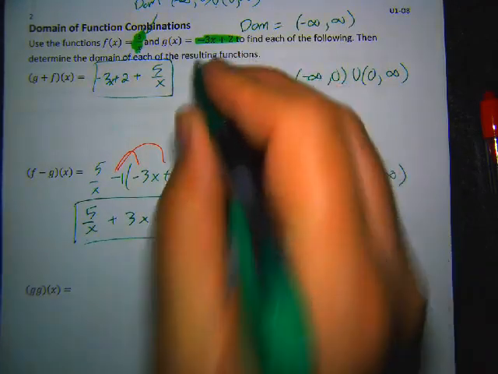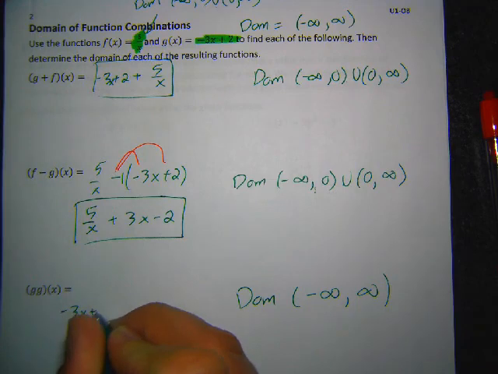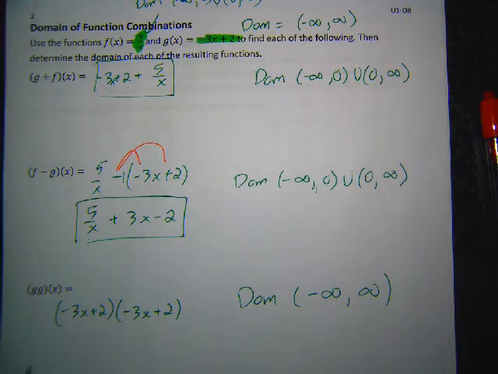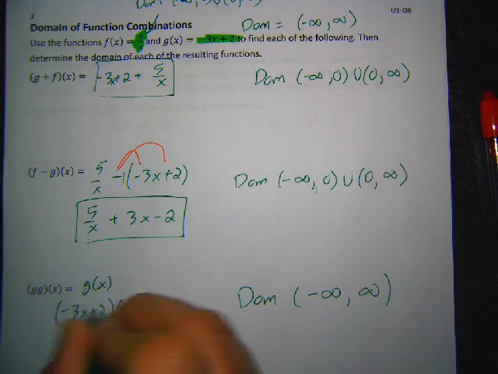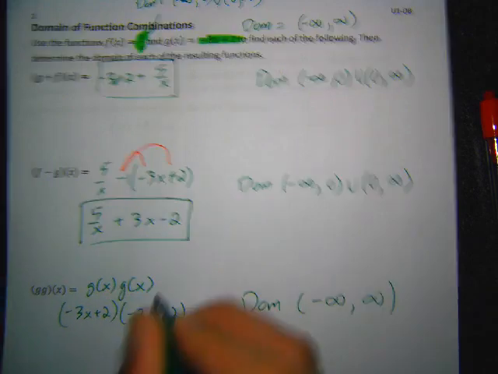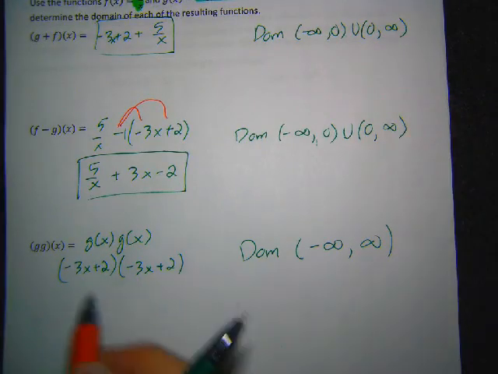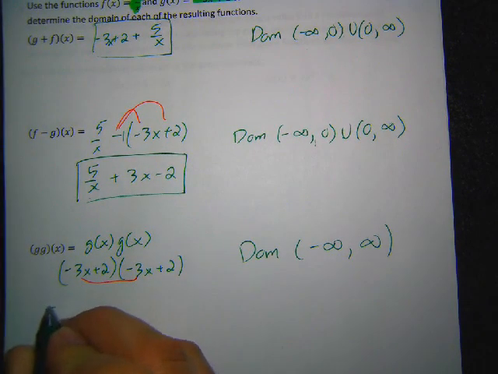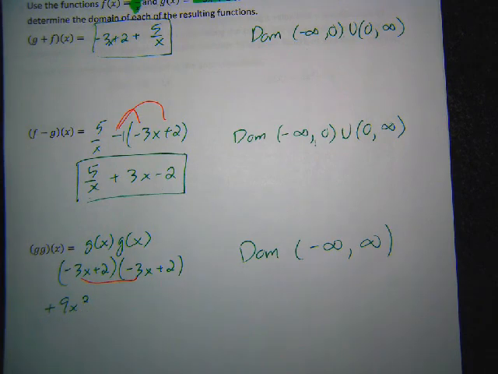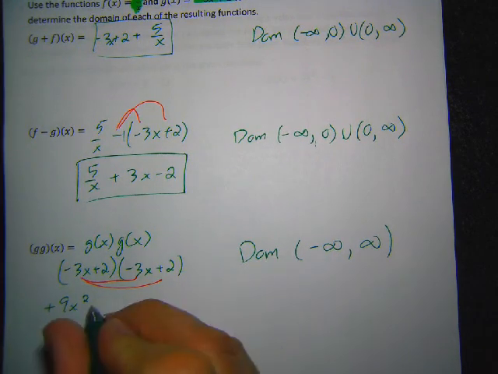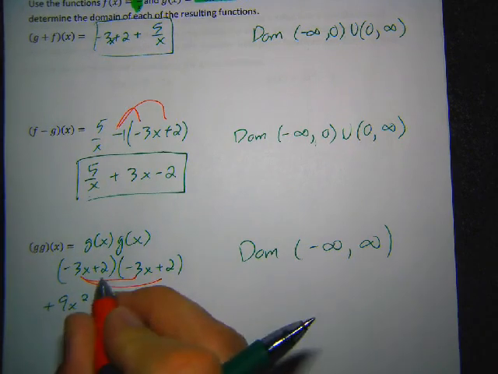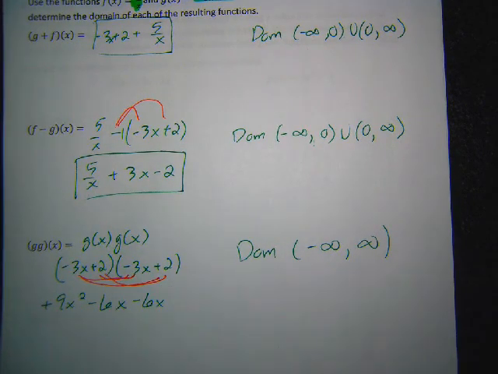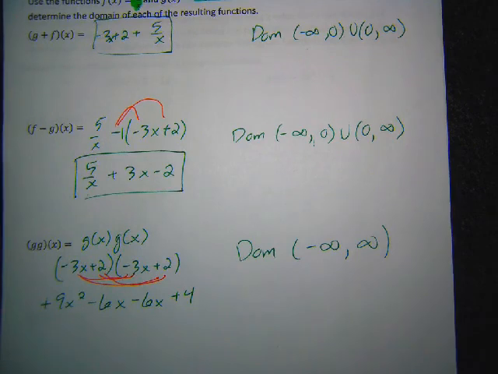Okay, so g is that negative 3x plus 2. So I'm going to take negative 3x plus 2, and multiply it times itself, because that's what g times g means. I'm doing g of x, which is negative 3x plus 2, times g of x. Again, this is going to be a FOIL problem, because I have 2 parts here, 2 parts there. I do first: negative 3x times negative 3x is positive 9x squared. Outer: negative 3x times 2 gives me negative 6x. Inside: 2 times negative 3 gives me another negative 6x. And then last: 2 times 2 gives me positive 4.